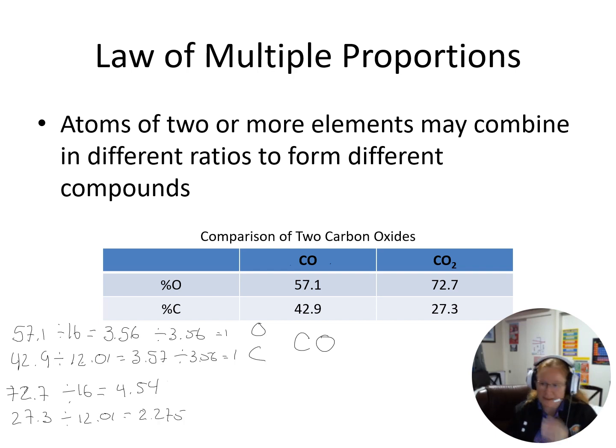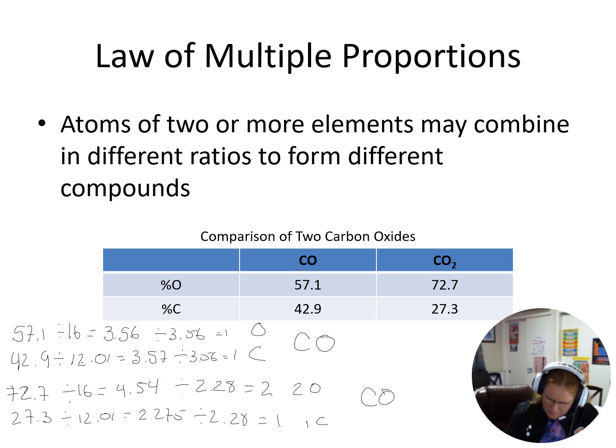So these numbers are not the same. We're not going to get that 1-to-1. But if we divide by the lowest number, divided by 2.28, divided by 2.28, I'm going to get 2. I'm going to get 1. So I'm going to get 2 oxygens and 1 carbon, which is where I get that CO2 for carbon dioxide. So everything is in whole number ratios.